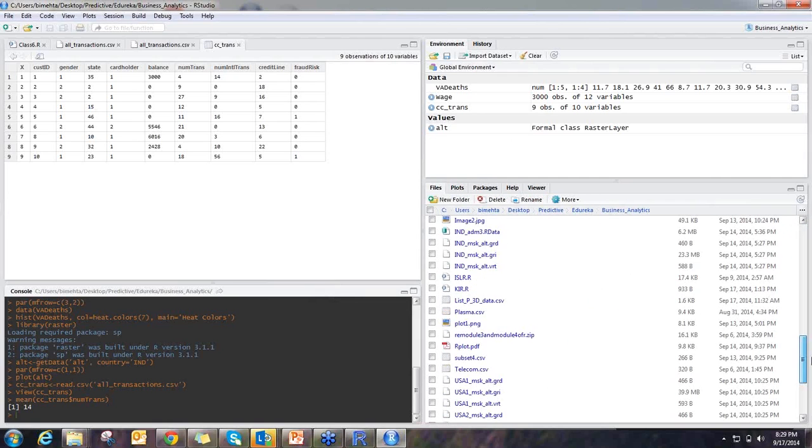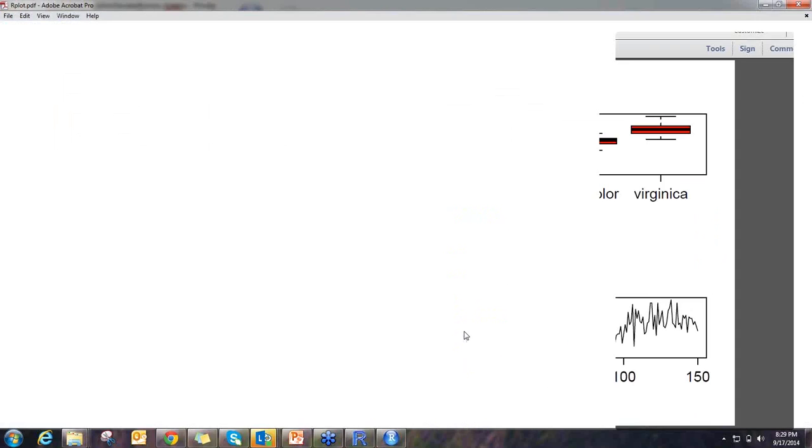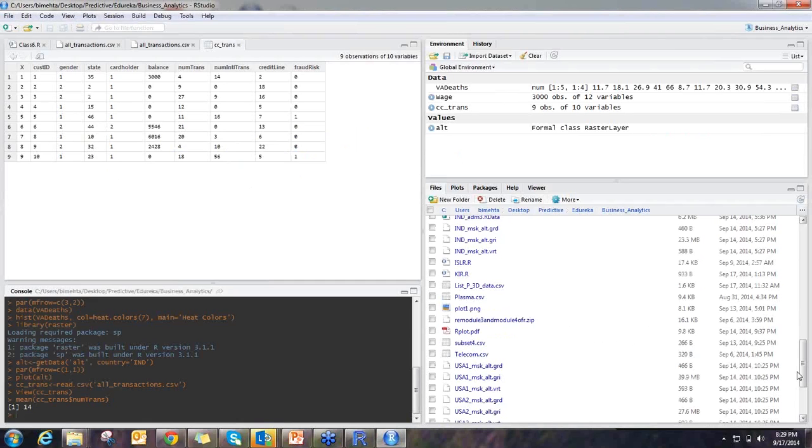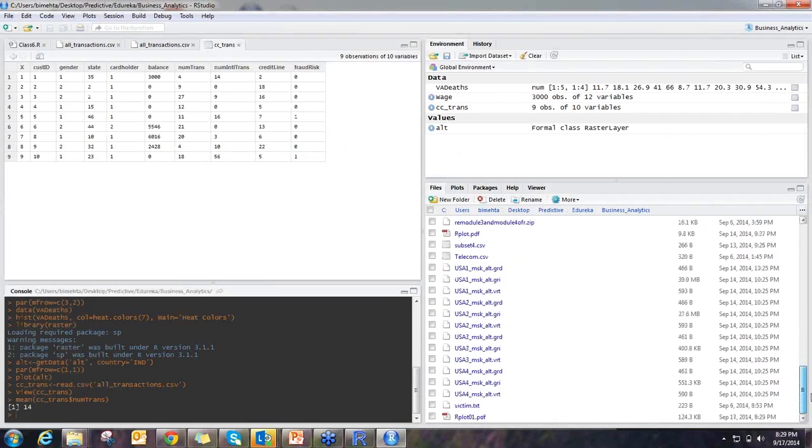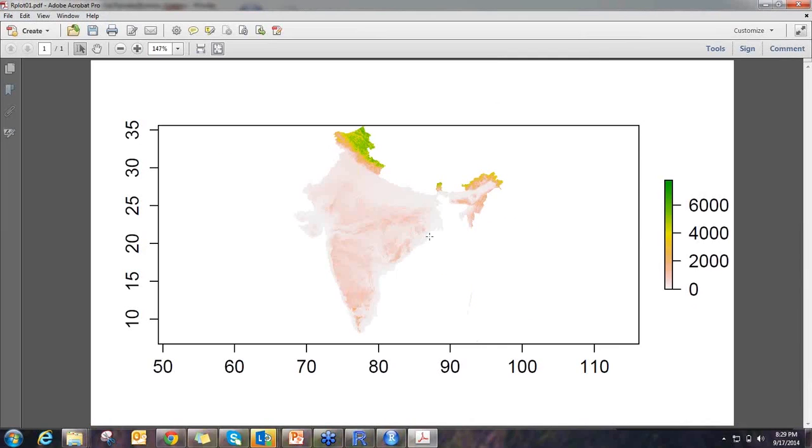If I go here, see this PDF. It will now open in PDF. Sorry, it was rplot1, not rplot. So rplot1. See this? It's in a PDF now. So I can save it. You can save it as a JPEG image, as a bitmap image, or as a PNG or a PDF. So these are the 4 options available for saving this.